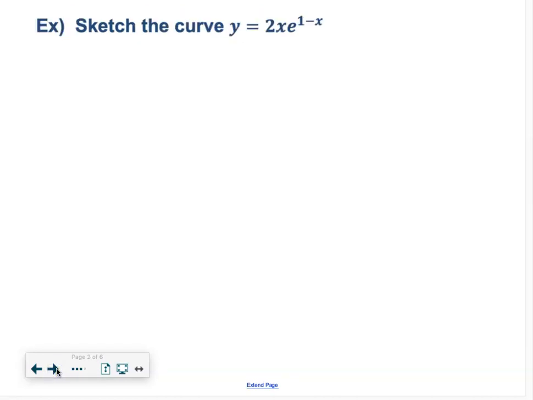All right, so we're going to start by sketching the curve y equals 2x times e to the 1 minus x. The first thing that I want to check is the domain. Just note that the domain for this is all reals. So our graph should go from negative infinity to infinity. There are no spots where we have any issues with our domain.